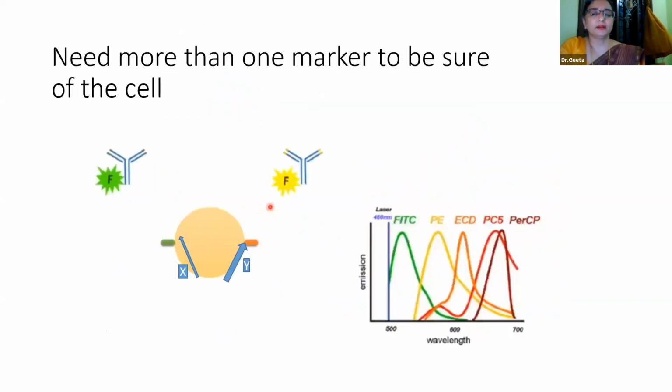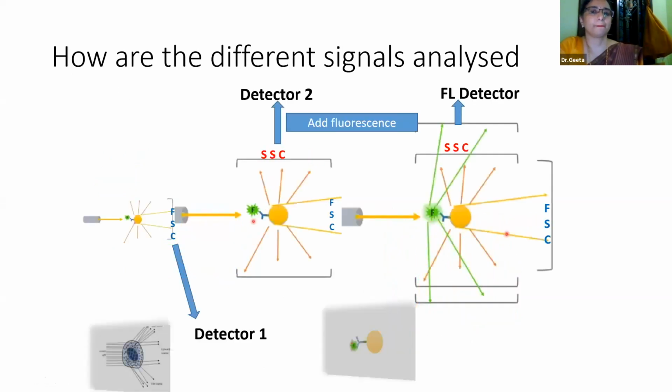So signal from each one will be picked up by a different detector. This figure demonstrates 2 different types of fluorochromes, different in color, which are going to bind to 2 different antigens on the surface of the cell, and these fluorochromes are bound to 2 different antibodies also. And this is the emission spectra again of the fluorochrome.